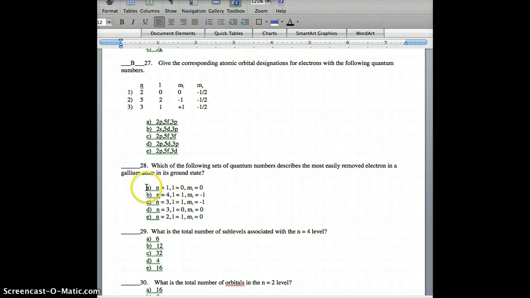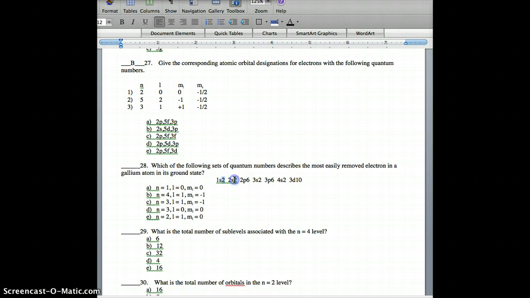The most easily removed electron in a gallium atom in its ground state. I'm going to write the configuration so you can see this. So it'll be 1s2, 2s2, 2p6, 3s2, 3p6, 4s2, 3d10. At that point, I've got 30 electrons. So if I'm going to do this one properly, we'll superscript them all.